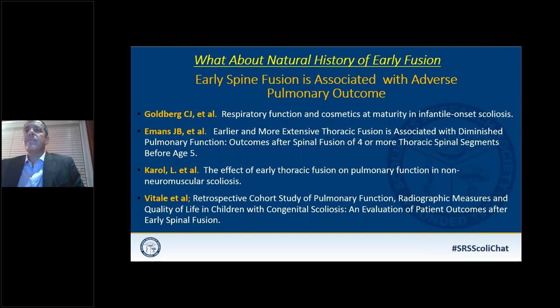Finally, we've learned quite a bit about treatment of early onset scoliosis. Historically, surgeons treated early onset scoliosis with fusions, thinking that getting a straight spine would allow improvement in natural history. Numerous authors, as listed here, including our study not so long ago, have shown that, in fact, early spine fusion is associated with adverse pulmonary outcomes. Stopping the thorax from growing at an early age is as bad as having a big scoliosis without treatment.